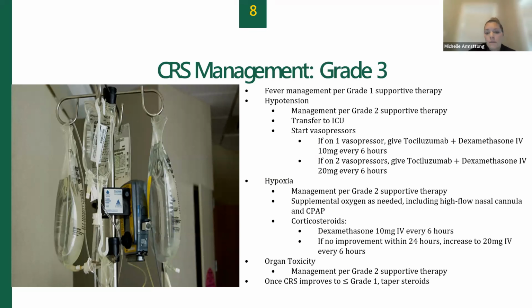For hypoxia, again, everything you've done previously, plus the potential for a high flow nasal cannula, a CPAP, or a BiPAP. Dexamethasone every 6 hours, and if no improvement within 24 hours, go ahead and increase that to 20 milligrams. And then once your CRS grades improve to less than or equal to grade 1 is when you would consider tapering steroids or stopping tocilizumab. So really, you want to see them doing well, and preferably doing well and continuing to improve for 12 to 24 hours before you really consider stopping or decreasing any of these therapies.